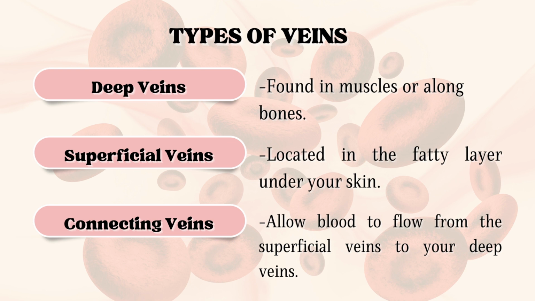Next, we have the superficial veins. These are located in the fatty layer under your skin. The tunica intima of a superficial vein can also have a one-way valve. However, without a nearby muscle for compression, they tend to move blood more slowly than deep veins do.